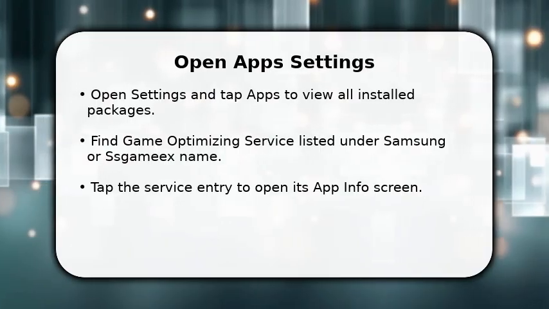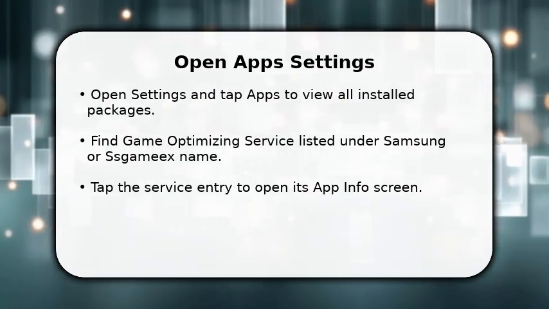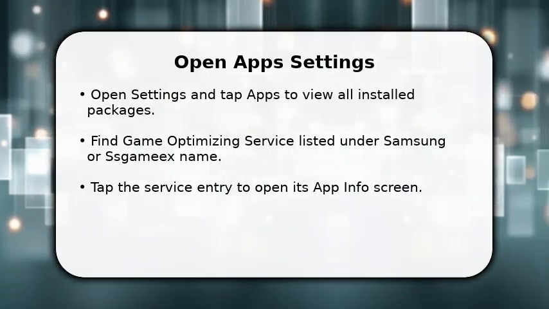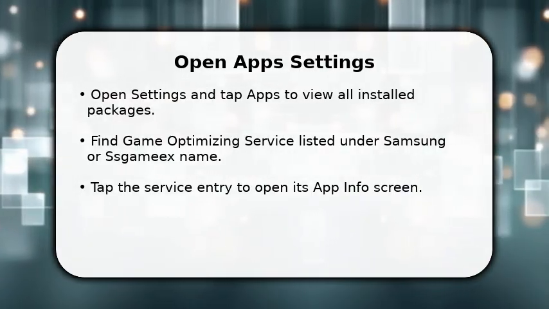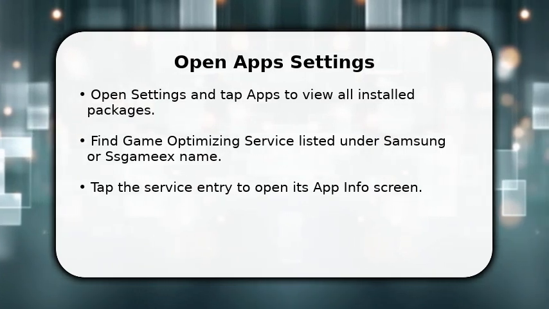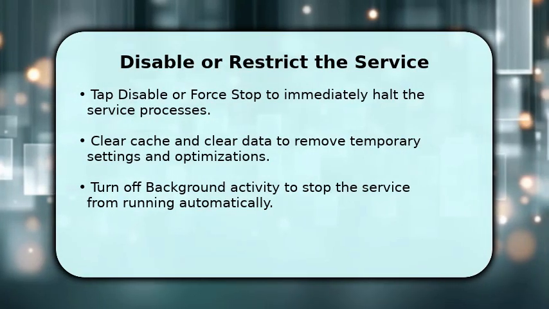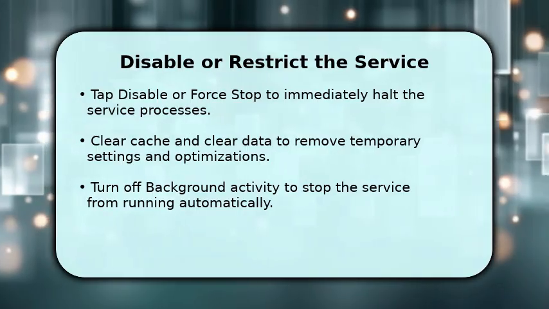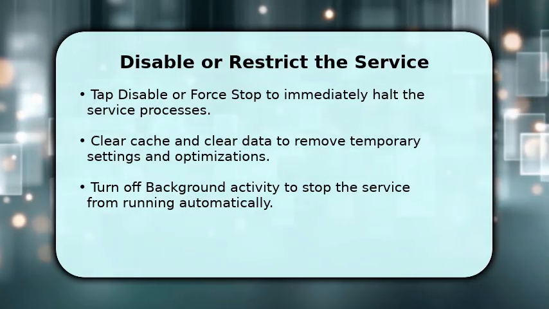Confirm you are looking at the correct package by checking the package name listed under App Details. This ensures you will modify only the Game Optimizing Service settings on this device. Tap Disable or Force Stop to immediately halt the service processes running in the background.